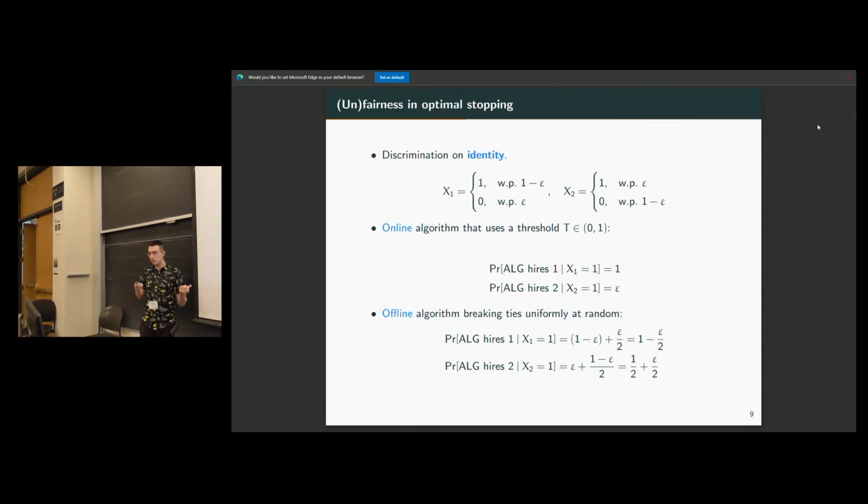Now, if you compute, again, the same conditional probabilities, you'll see that person 1 has a much higher probability of getting hired compared to person 2, given that they have the high value. And this is because of the competition they each face. Think, again, about the Uber example before.